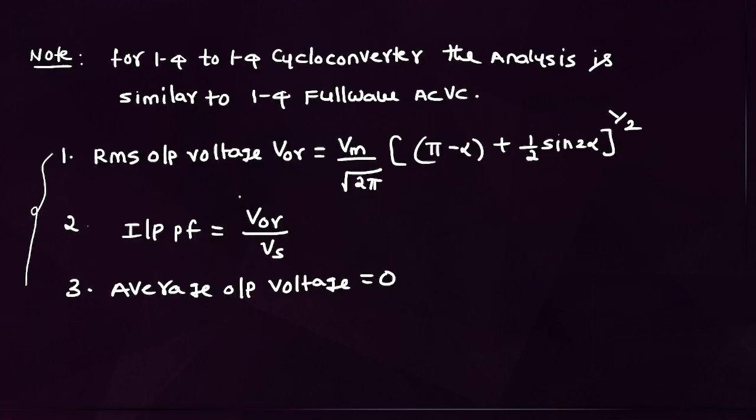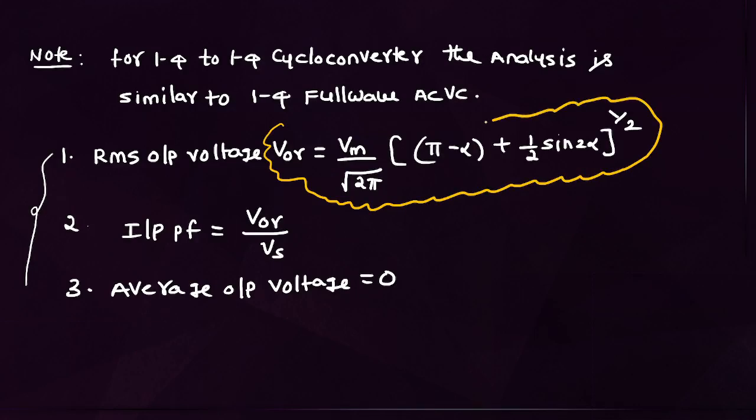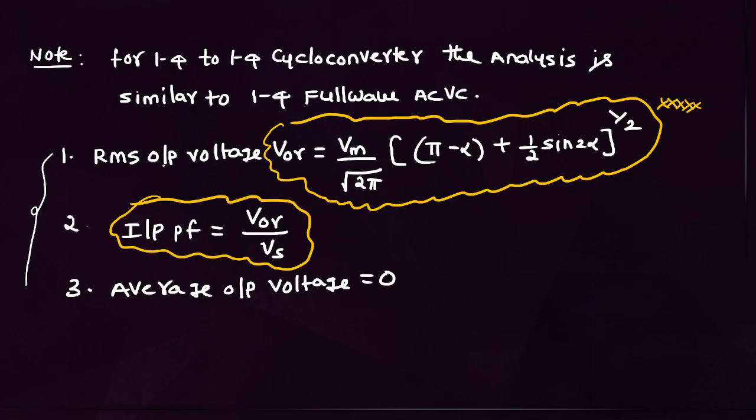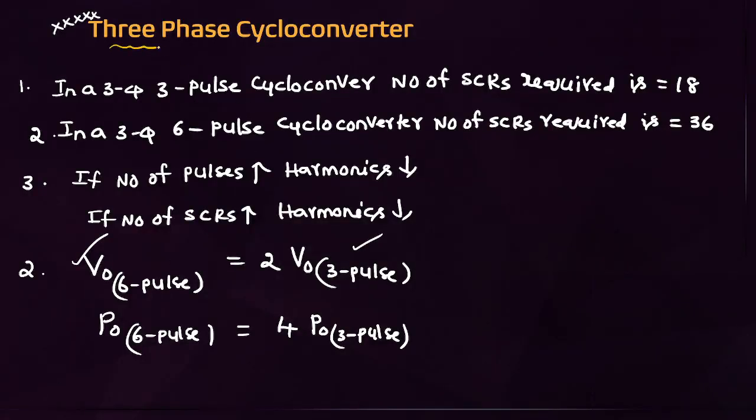Next. All these are for the single phase to single phase cycloconverter, students. In single phase to single phase cycloconverter, if they ask what is the RMS output voltage, still not asked in any competitive exam, but you can expect. This is similar to the full wave AC voltage controller formula: Vm by root 2 pi into (pi minus alpha plus 1 by 2 sin 2 alpha) whole to the power of 1 by 2. What is the input power factor? These formulas are applicable only for single phase to single phase, friends. What is the average output voltage? 0.